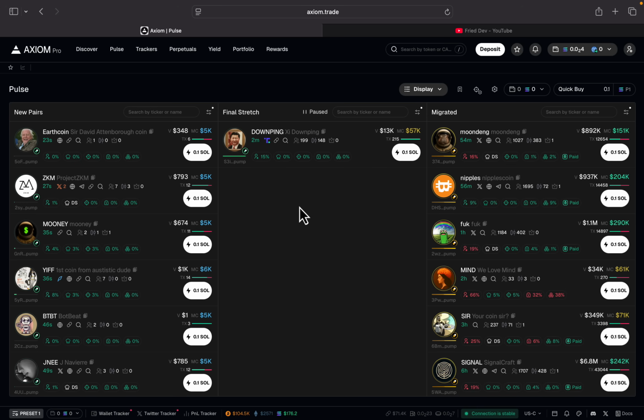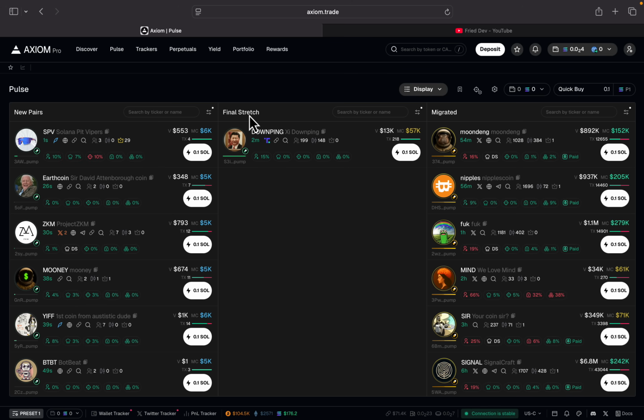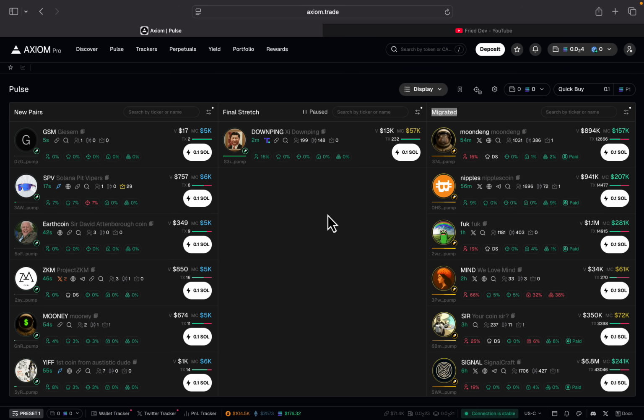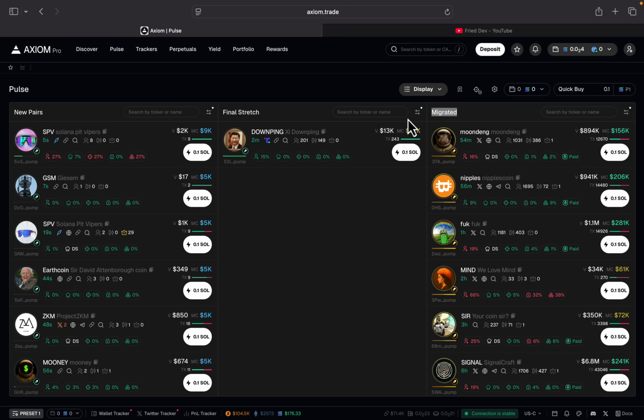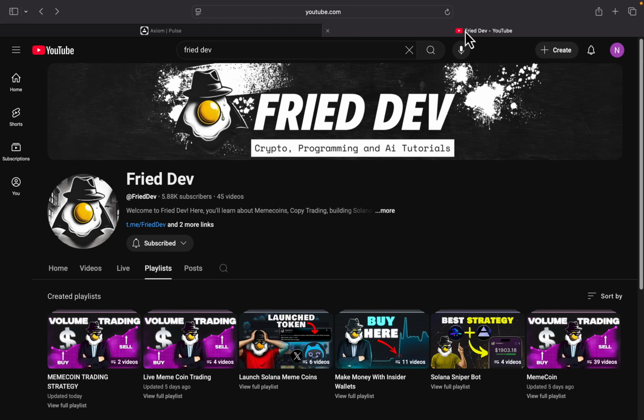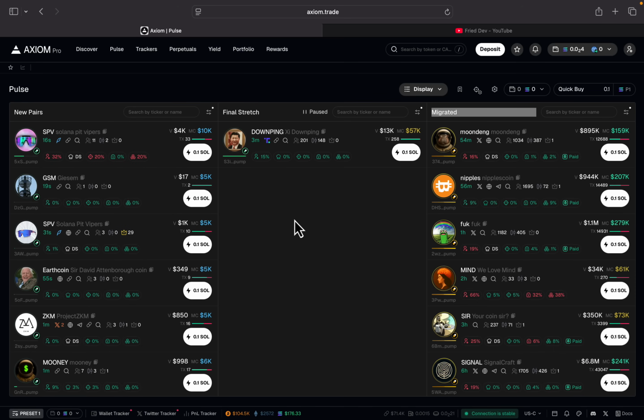I prefer to buy them in the final stretch or migrated section, because at least we know that's probably the main runner. And these kinds of tweets usually reach millions of dollars in market cap. So even in this section and in this section, you can make so much money. If you want to get familiar with these strategies, how to buy tokens on final stretch and migrated tokens, definitely check out this playlist of mine, Memecoin trading strategy. I'm sharing different strategies in that playlist.